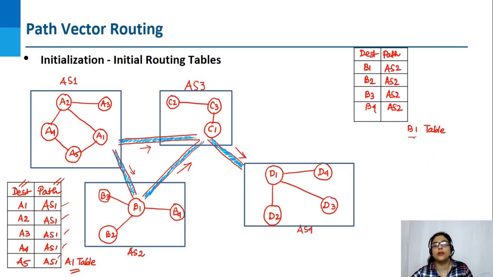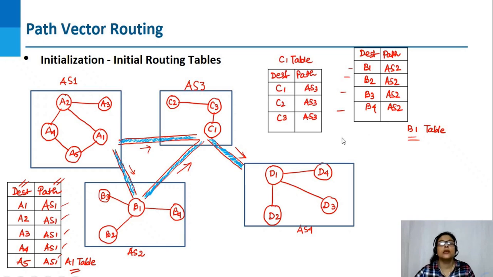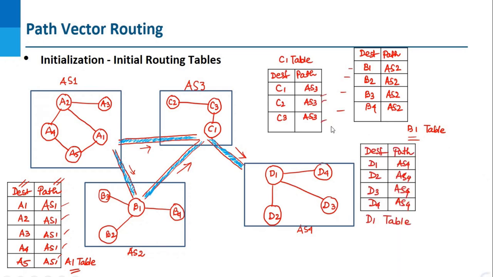For the B1 table, again the same thing happens. There are 4 different nodes and it can go via this AS2. For C1, it can go via AS3 and there are 3 nodes. For D1, it is an autonomous system AS4, so there are 4 different nodes and the path will be AS4.